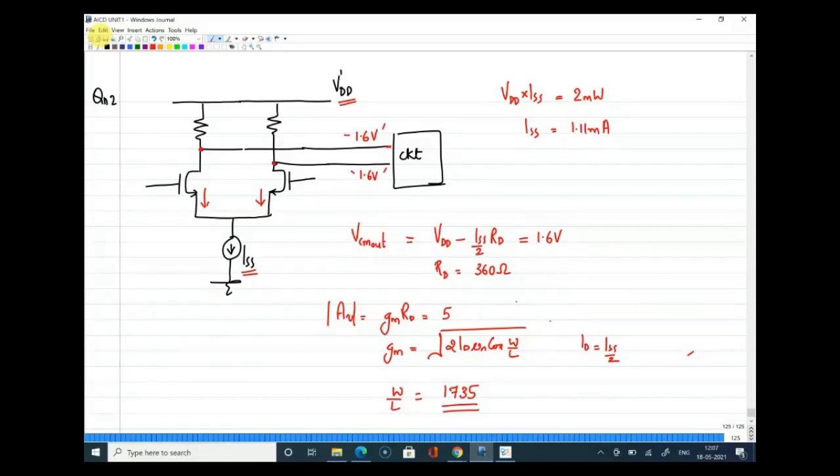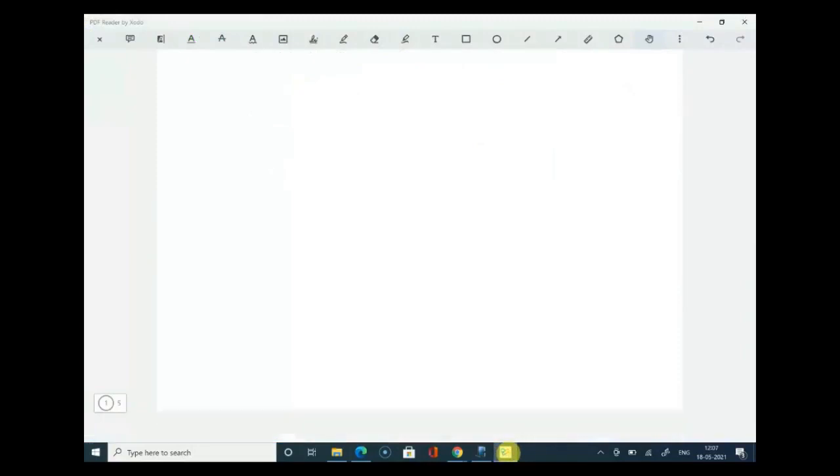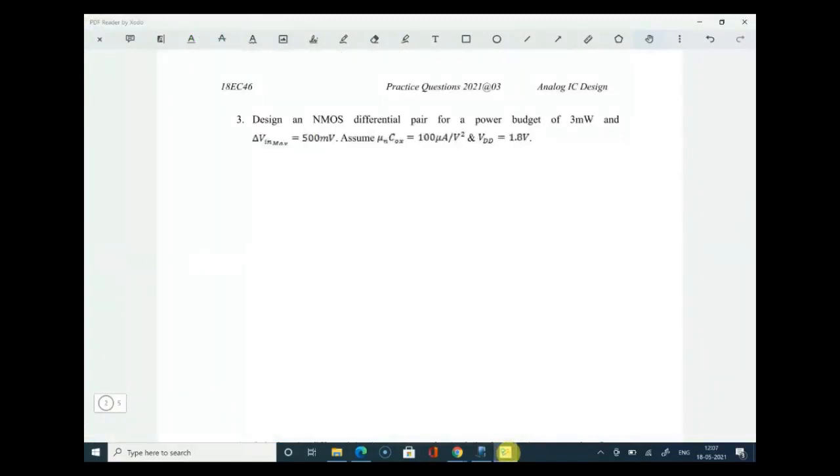So the question asked is, design a differential pair. Okay, I'll just open the question here. Design an NMOS differential pair for a power budget of 3 milliwatt and delta V in max is equal to 500 millivolt. Assume mu and Cox and VDD values. All right. So who can give some thoughts on this question? Or what do you understand from this?